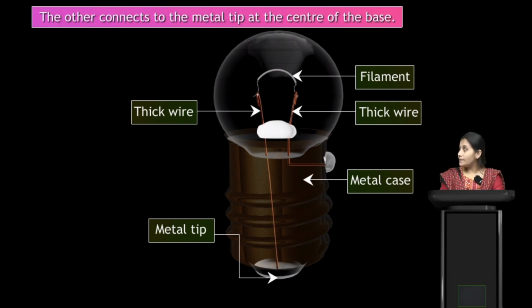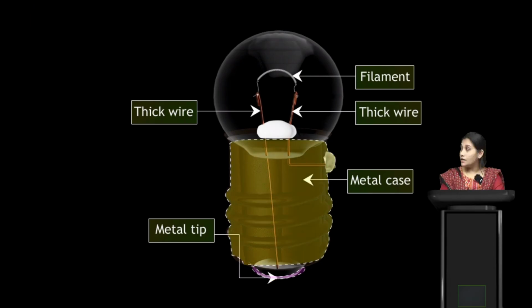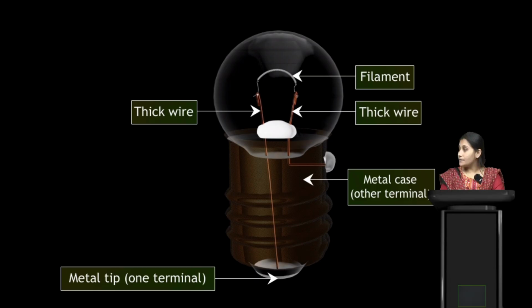So the other wire, means this long wire, is connected to the metal tip, and the metal tip, where is it situated? It is situated at the center of the base. Okay. Then this one is what? This one is a metallic case. Then what comes? The metal tip is one terminal and the metal case is the other terminal. Means even this bulb has two terminals.